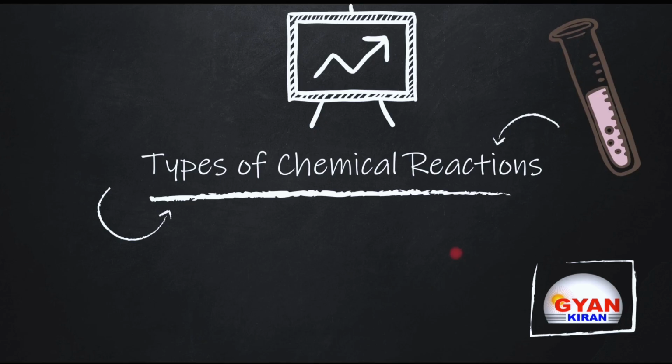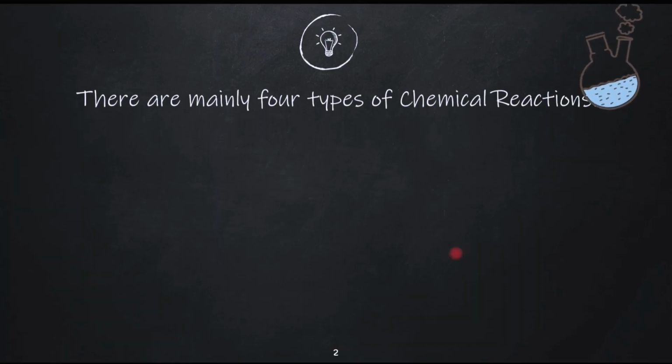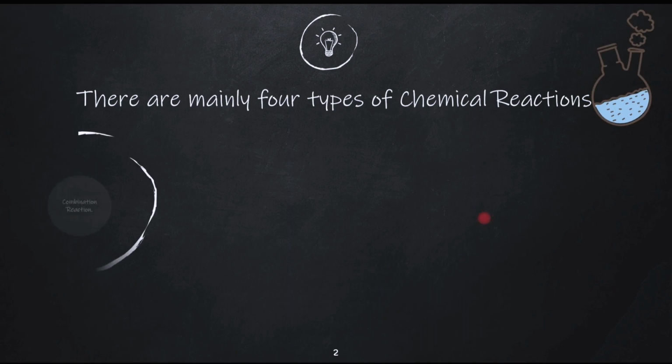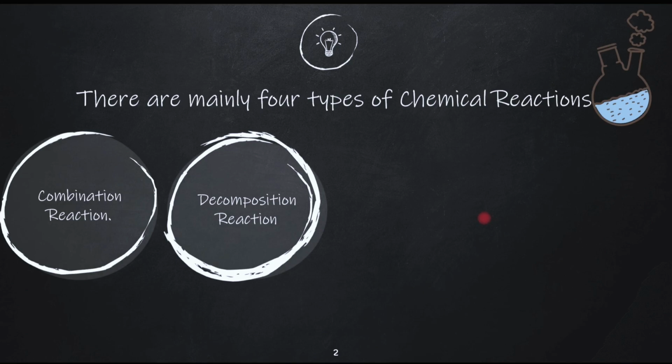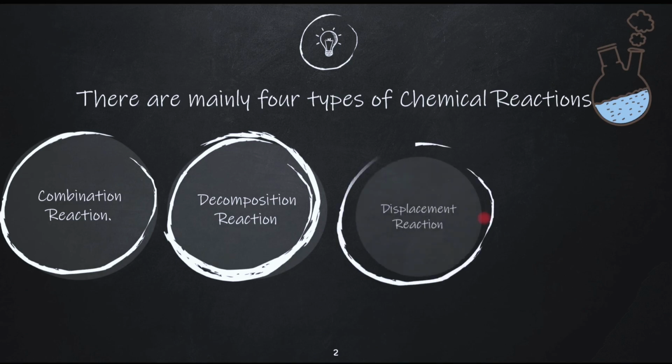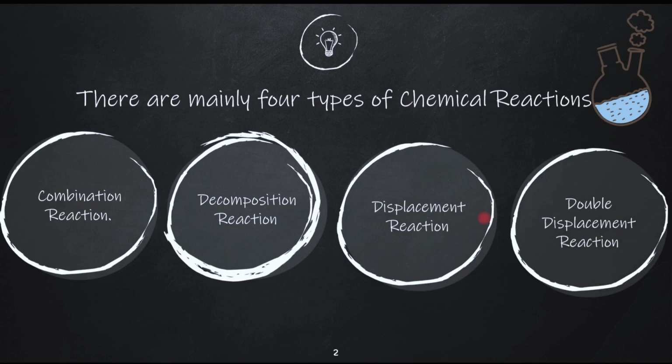Types of chemical reactions. There are mainly four types of chemical reactions: combination reaction, decomposition reaction, displacement reaction, and double displacement reaction.